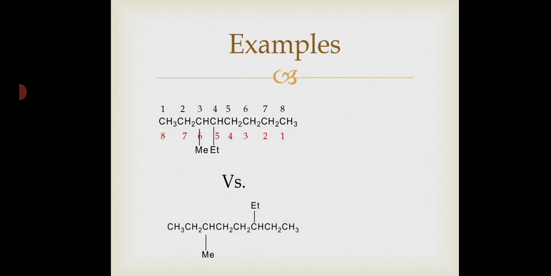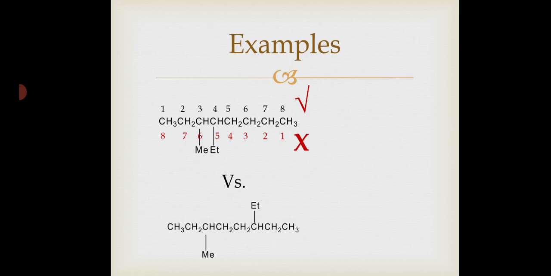So 5 plus 6 is equal to 11, whereas 4 plus 3 is equal to 7. So which is the lowest number? 7. So which is the correct way of numbering? The one which is written in black, the black numbers are the correct way of numbering, whereas the red numbers are the wrong way of numbering.